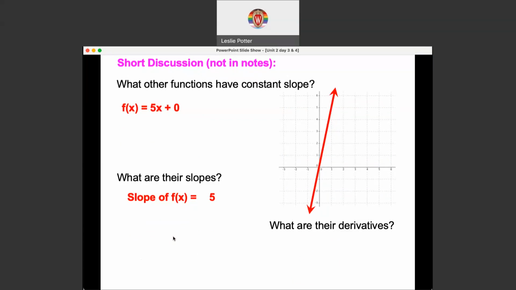We can do that anywhere. It's going to be 5. What's its derivative? 5. When I say slope, you think derivative.